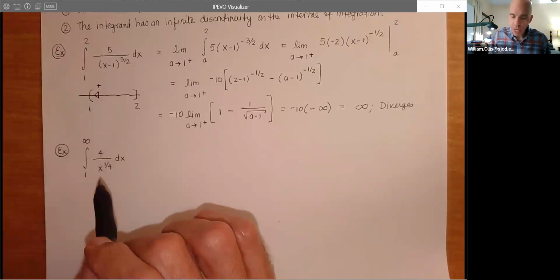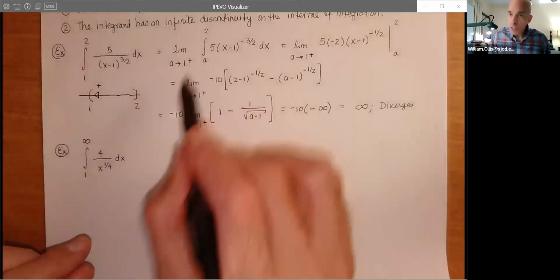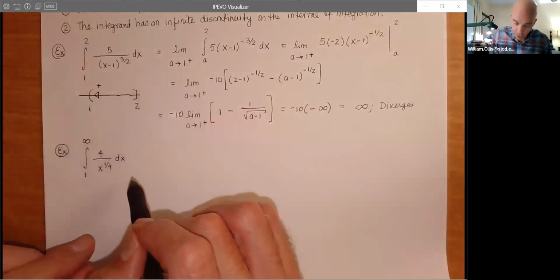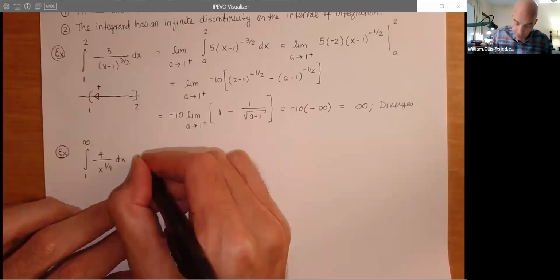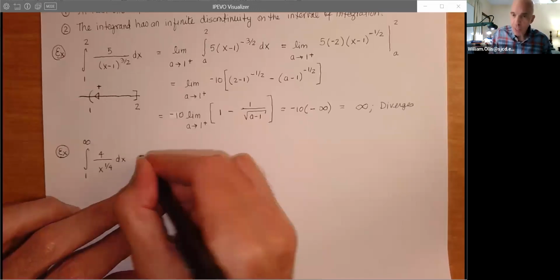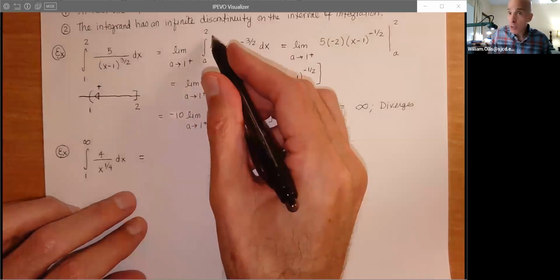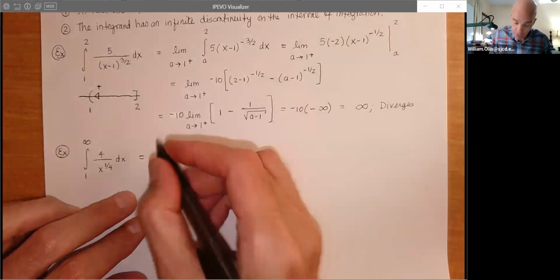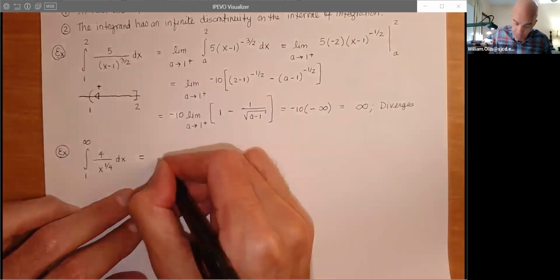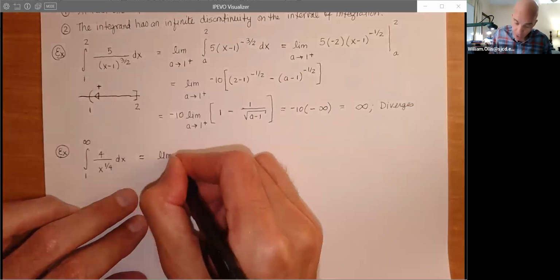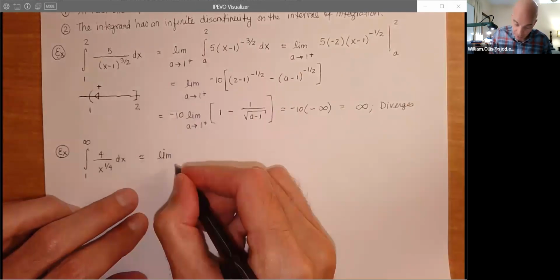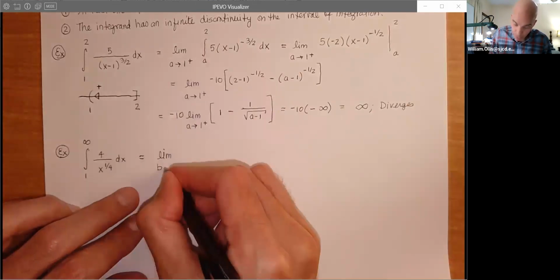So just like we have a translation here, we'll do the same for this. Usually when you're replacing the lower limit, you use an a, and the upper limit, you use a b, but you can use any letters you like. I'm going to use a b since that's customary. I'm going to take the limit as b passes to infinity.